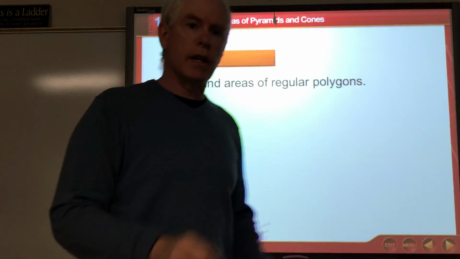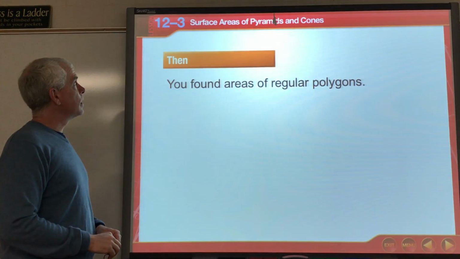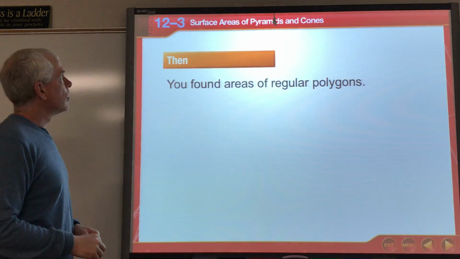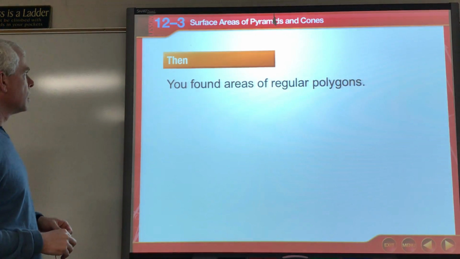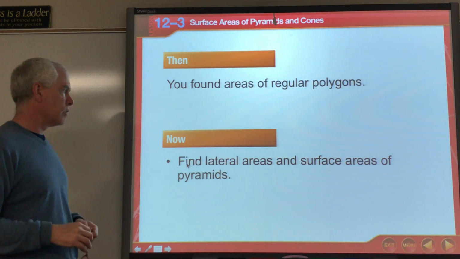All right, guys, we're going to cover section 12.3 today. Yesterday we did surface area of prisms and cylinders. Today we're going to do pyramids and cones, so a little different shape. So we should be comfortable with what we did yesterday. So find lateral area of the surface area of pyramids.